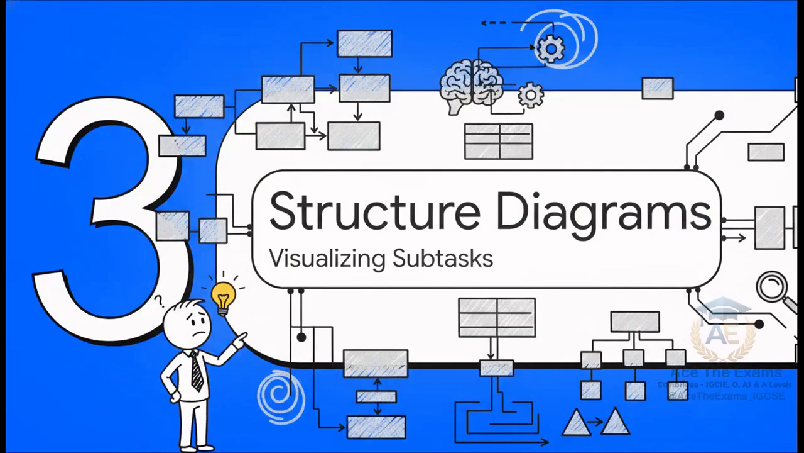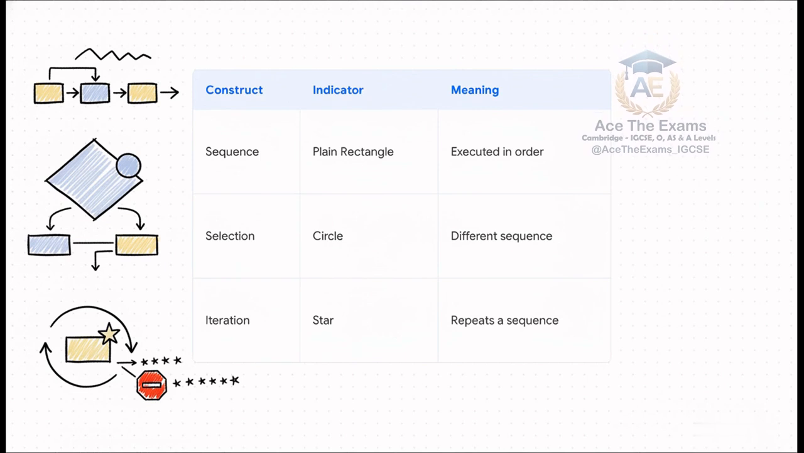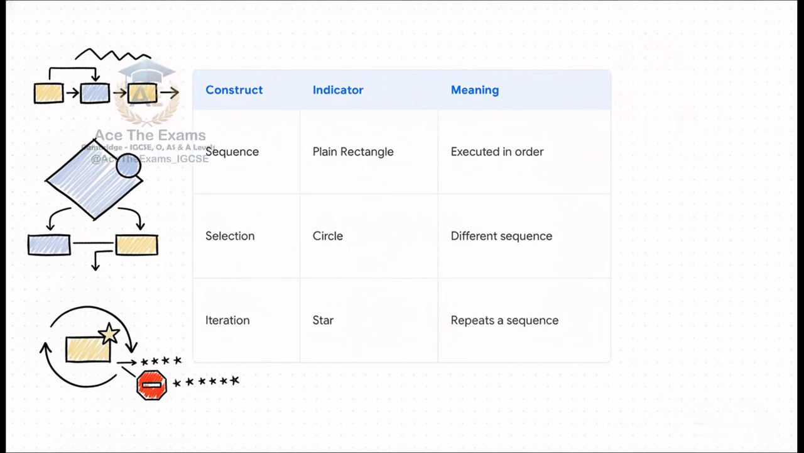Section 3, decoding structure diagrams. To properly map out these decomposed tasks for the examiner, you need to rely on a very specific visual tool. And this right here brilliantly illustrates the three foundational building blocks of a structure diagram: sequence, selection, and iteration. These visually organize your subsystems. A structure diagram expresses a system as a series of subsystems using these exact symbols.